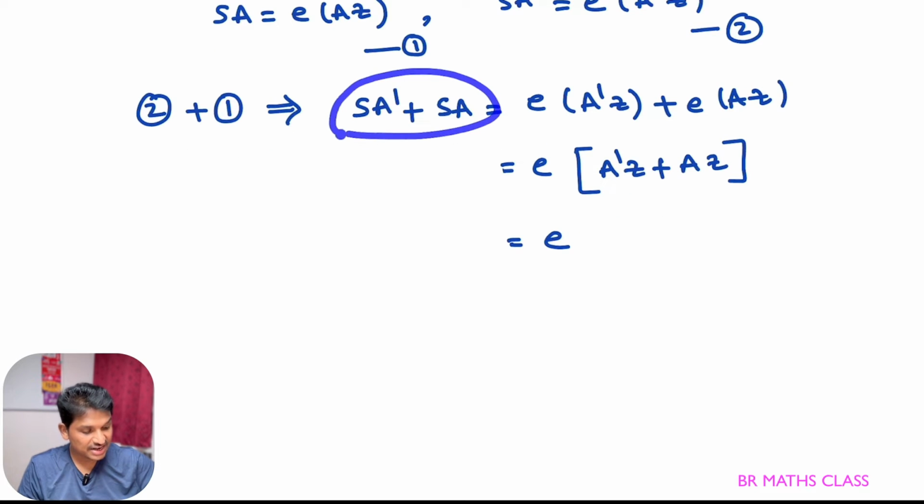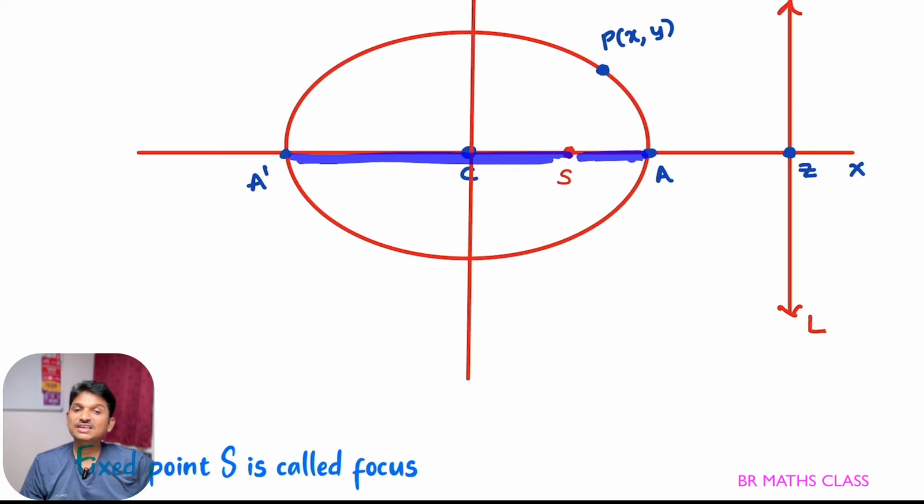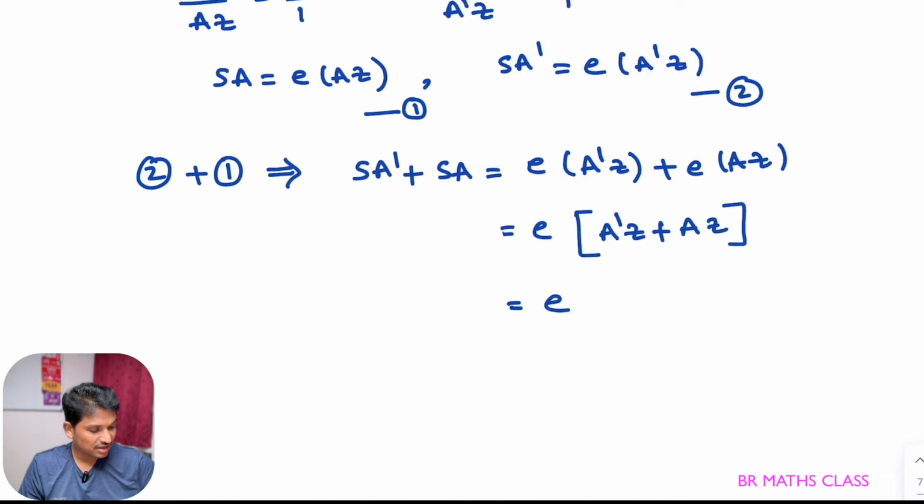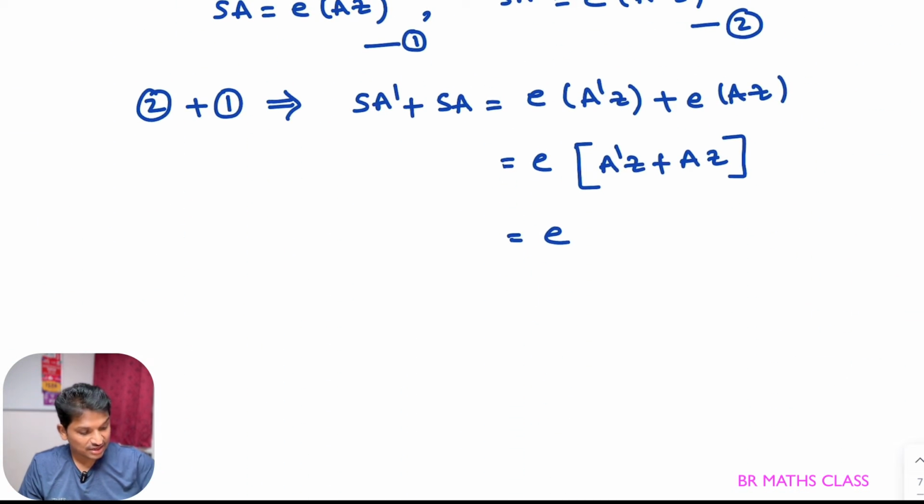SA' plus SA is what? It is AA', it can be understood easily. SA' plus SA is AA'. AA' is 2A. Here, in place of SA' plus SA, we write AA', and AA' is 2A. Now, listen carefully.